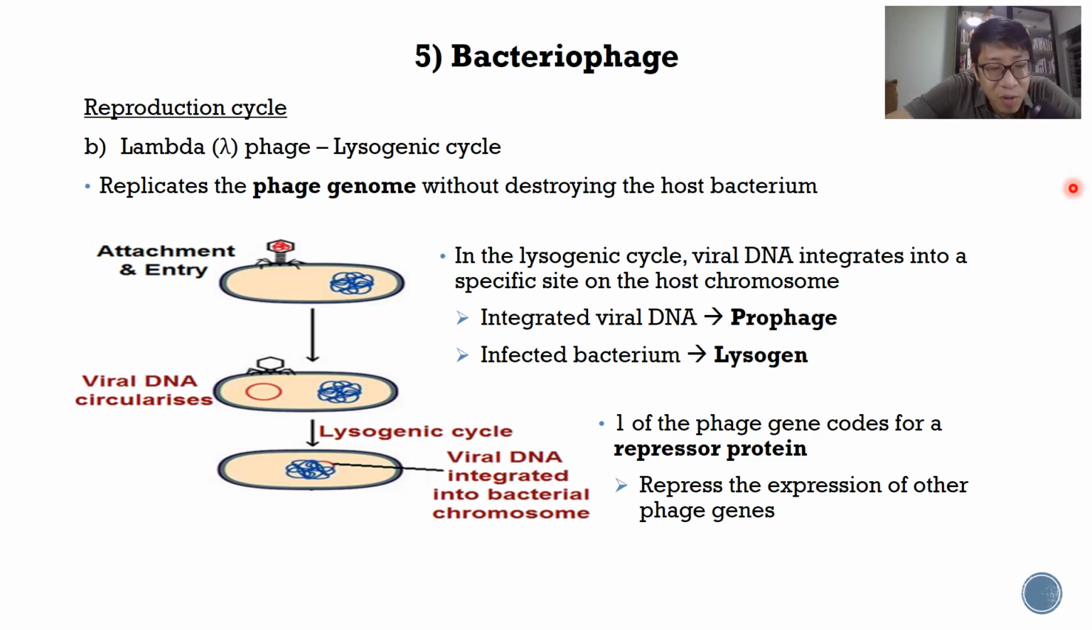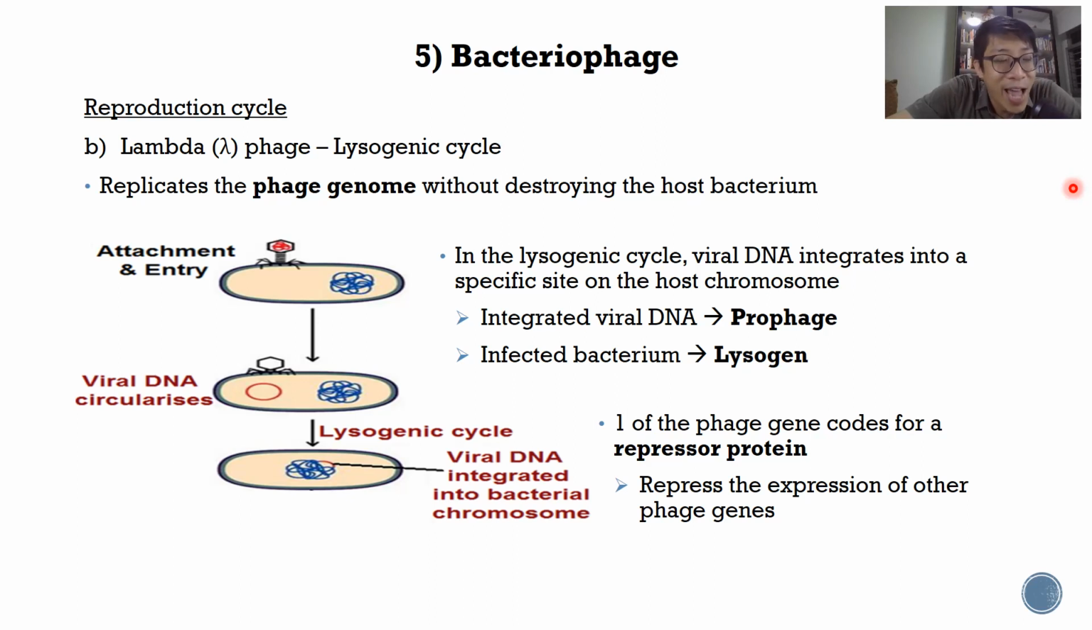Okay, so this viral DNA, or prophage, is now inserted into the bacterial chromosome. There's not going to be protein synthesis except for one viral repressor protein. So there will be transcription of the gene coding for this repressor protein and the translation of this protein, and this protein in turn represses the expression of the other genes of the virus.